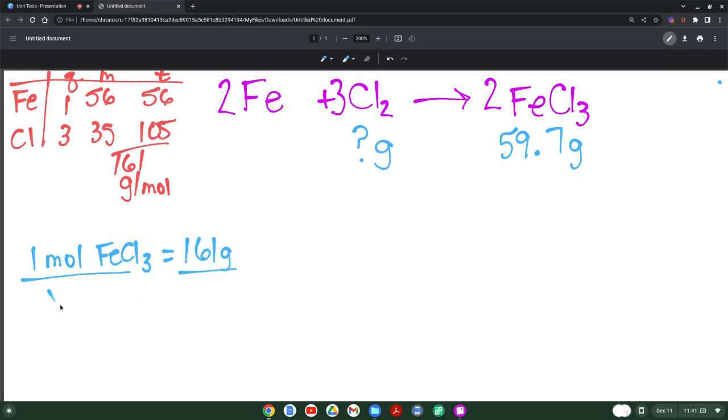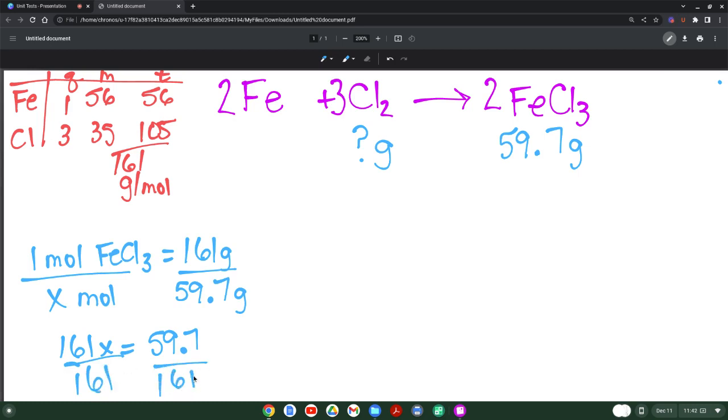The question is, how many moles is it when I have only 59.7 grams? So I'm going to cross multiply. I get 161x is equal to 59.7. Divide both sides by the 161. And x is going to come out at 0.37, and that is the number of moles I'm working with. Now I need to do a mole ratio between what I have and what I want.